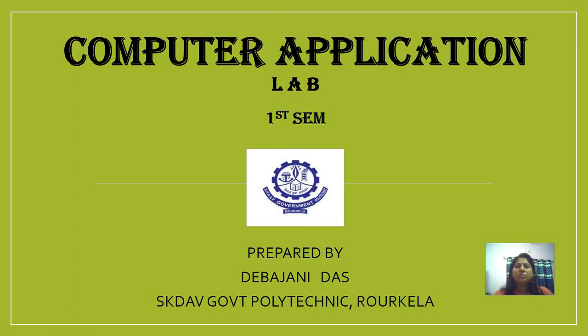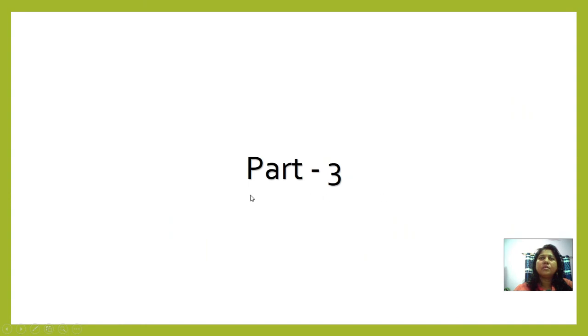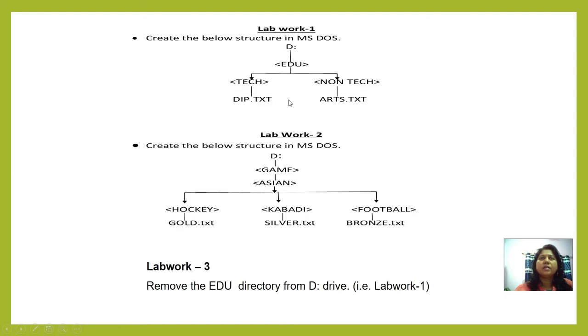So let's move to solve all the lab works. Now this is the chapter 4 part 3 portion. Now see, this is the first lab work, lab work 1. Your question is: create the below structure in MS-DOS.